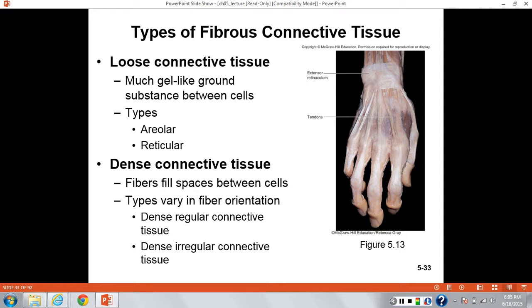So a lot of times they have to do what is called a retinaculum release. And by releasing it, that takes the pressure off of that what? Median nerve, to take care of the pain in carpal tunnel. But you have areolar, you have reticular, this regular, this irregular. For this, you need to know what type of tissues are associated with what. And we will look at some of these tonight in lab.